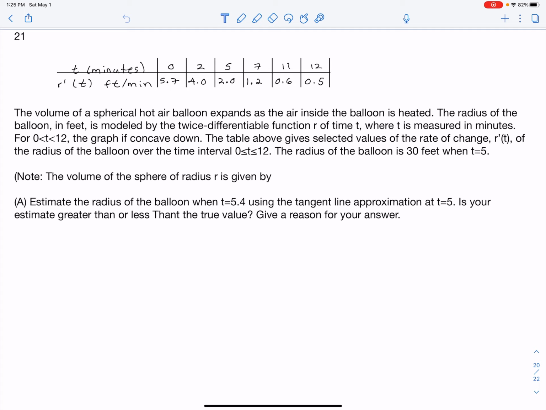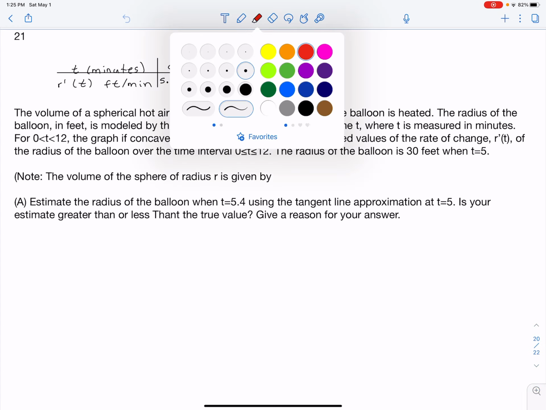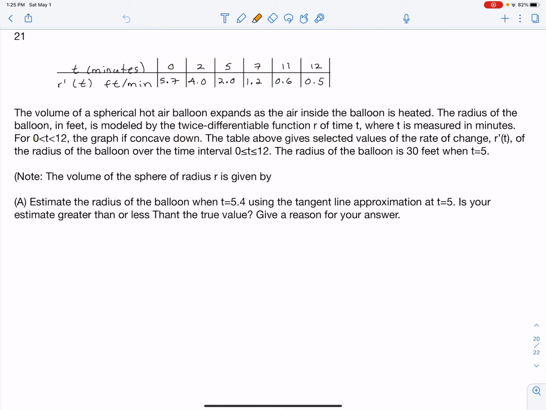So we have the volume of a spherical balloon, right? So it's a hot air balloon, and it's expanding as it's getting hotter. The radius of the balloon in feet is modeled by a twice differentiable function, r, of time t, where t is measured in minutes from time 0 to 12. From 0 to 12, it is concave down. Okay, I'm going to highlight that. I feel like that's going to be important.